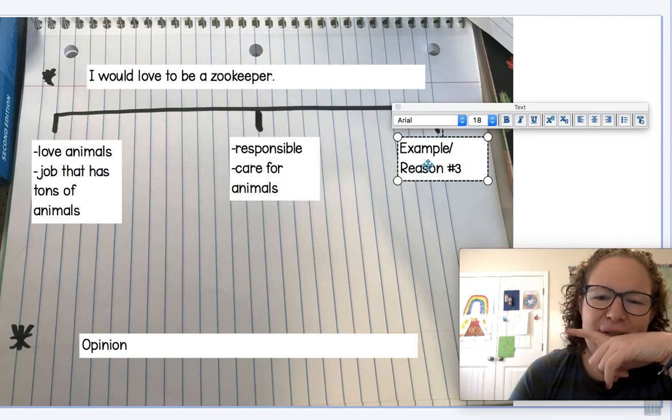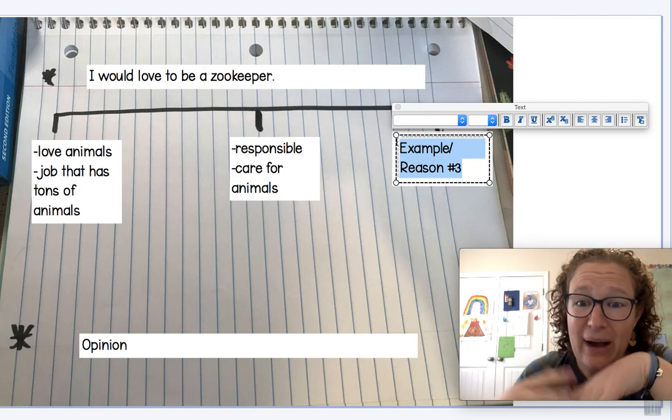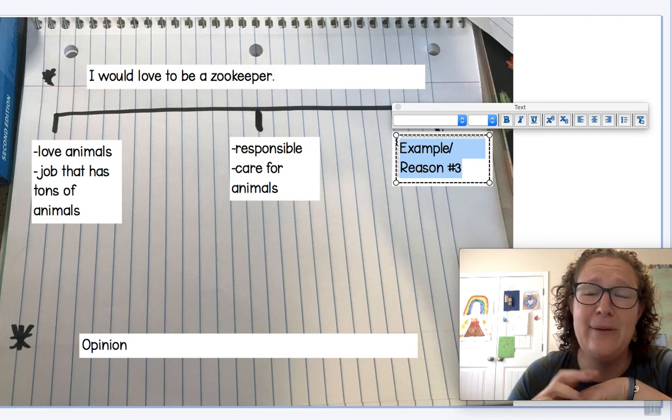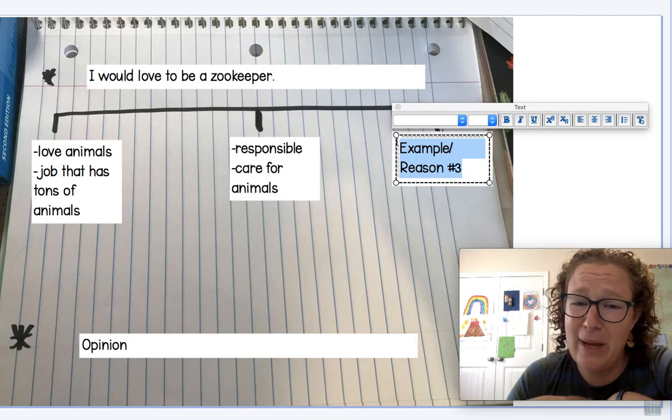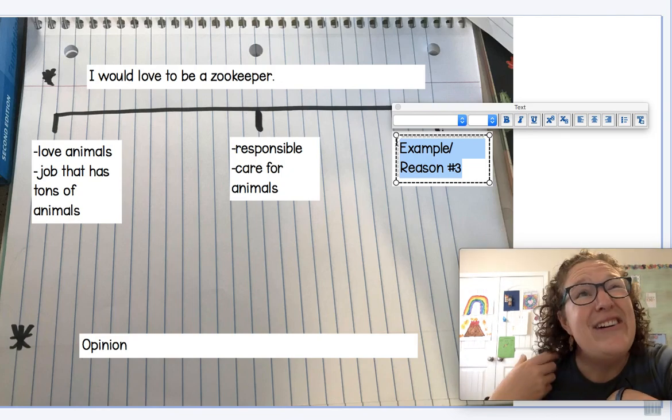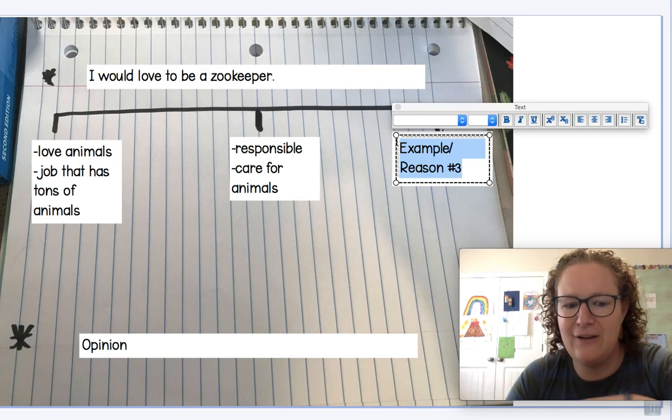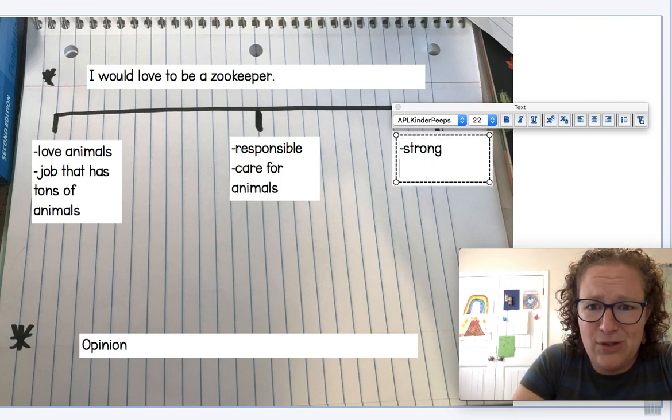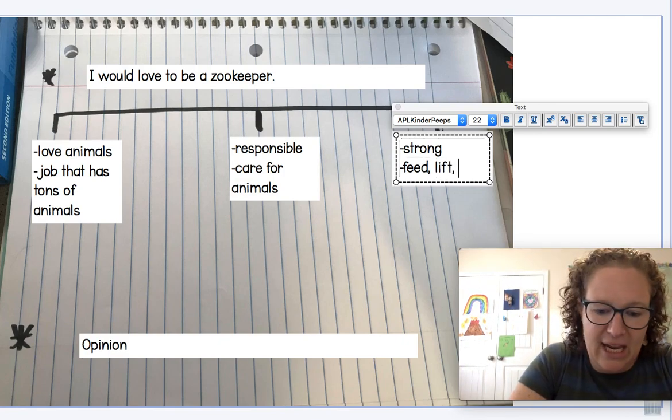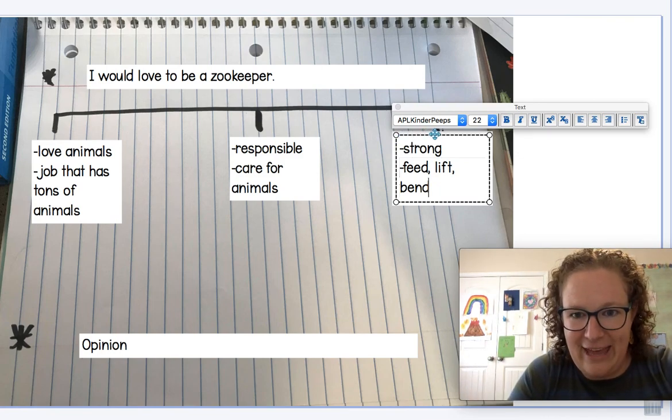And then my last reason, I'm going to put that, well, I know that you have to be strong to be a zookeeper. You have to be able to bend over and maybe pick up some animals. If not the animals, you'll have to pick up their food. And you'll even have to bend down and clean, like if it was an elephant, I'd have to clean their feet. So I'm going to write another reason is that I am strong, and I can feed or lift or even bend in certain ways to help the animals. So those are my thoughts for that.